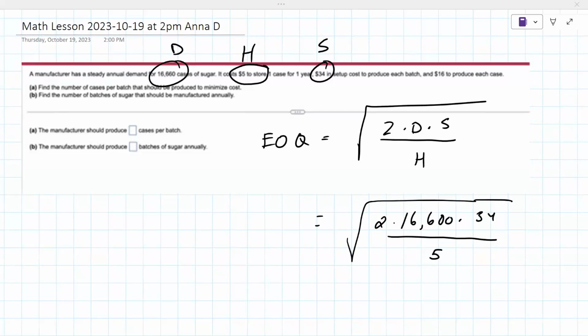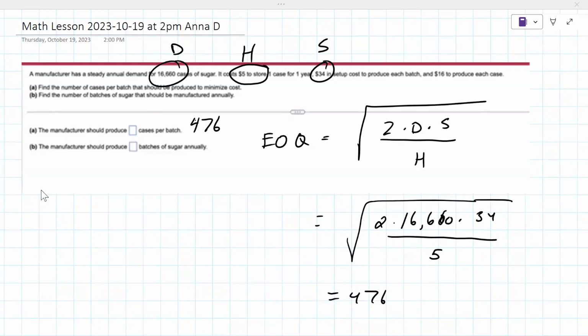I think that gives the wrong number. Well, it's 16,660. Oh, I used the wrong number. That's a 6. I can't even read my own writing. Still doesn't work out. All right, there it is. So it ends up being 476. And it's not too bad.